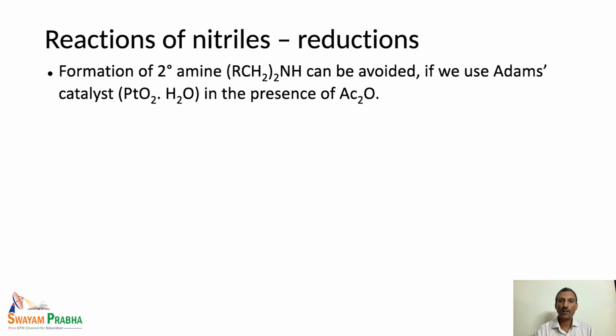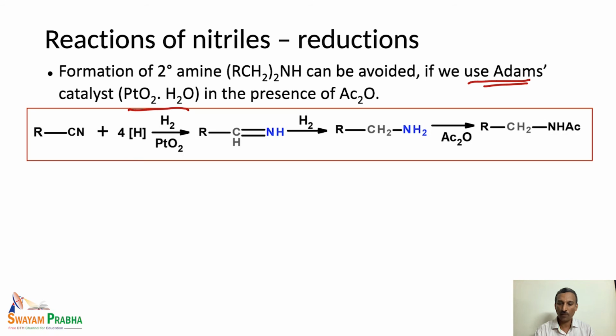And among the other reductions we are going to look at, the formation of secondary amine can be avoided if we use Adams catalyst, that is platinum oxide, in the presence of acetic anhydride. This also avoids the formation of secondary amine. Here this is our imine product which is formed. That imine product can be reduced to the amine. The use of acetic anhydride is very important in this reaction, because acetic anhydride actually acylates the amine compound.